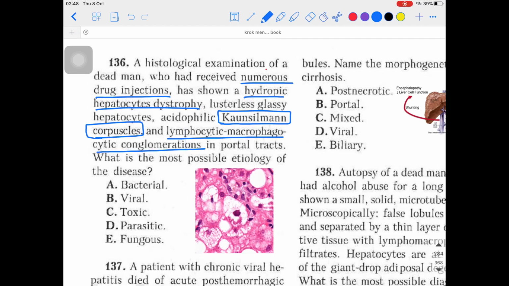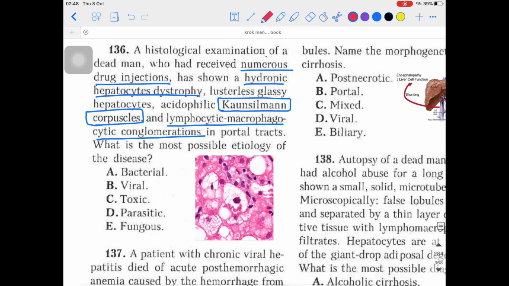So here also they are asking you what is the most possible etiology of the disease. A very easy question which they could have asked as far as the liver topic is concerned. So here the answer is very clear in front of you, that is viral hepatitis, and most of you are aware of that from your knowledge of medicine and pathology.